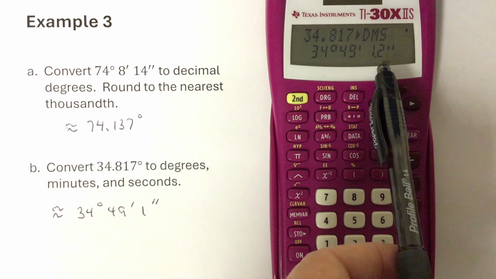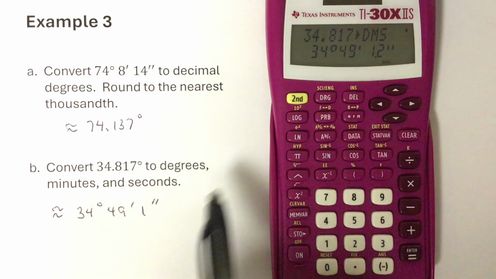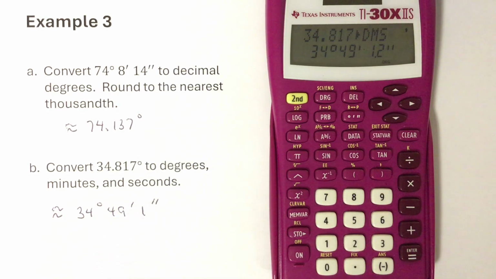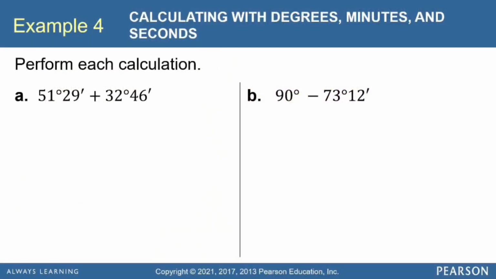And so instead of writing down the 1.2 seconds, I've already rounded that off to 1 second. So 34 degrees, 49 minutes, and 1 second. Now in example 4, we're going to be doing some calculating in DMS form.